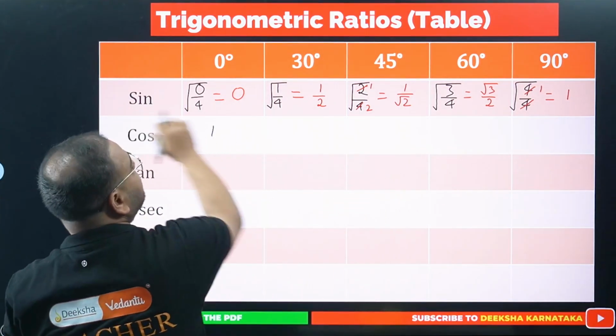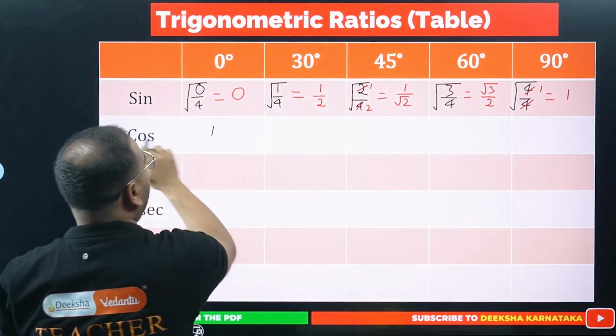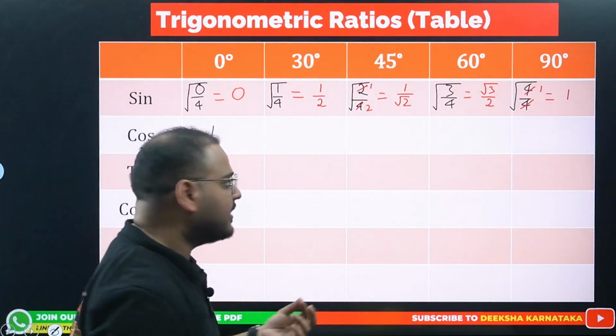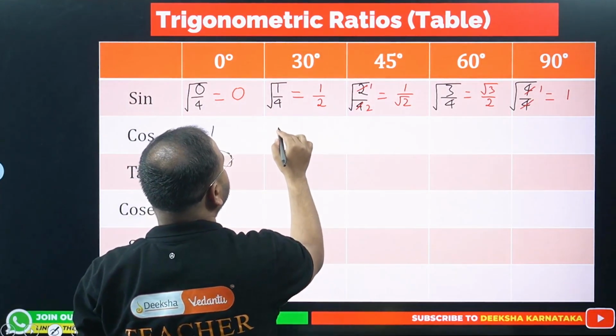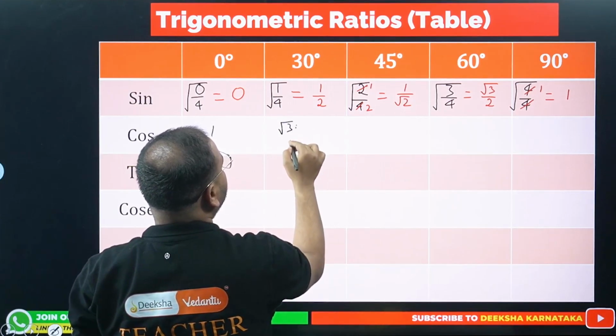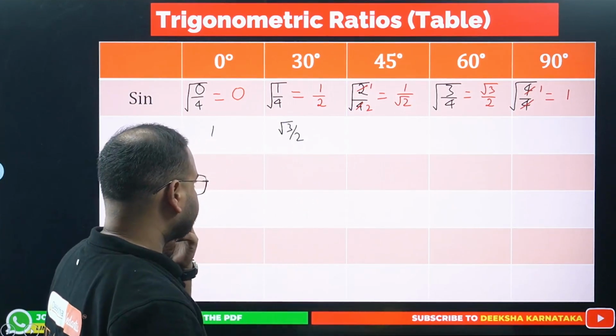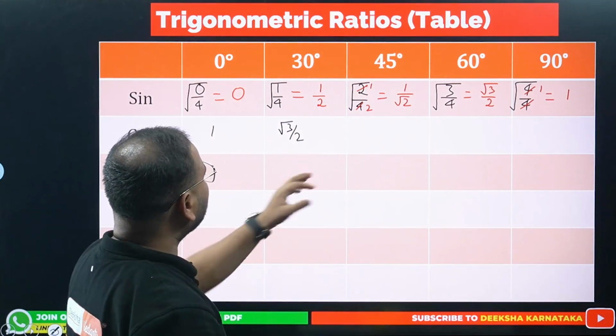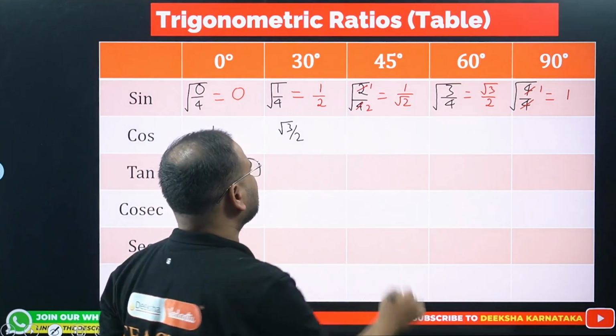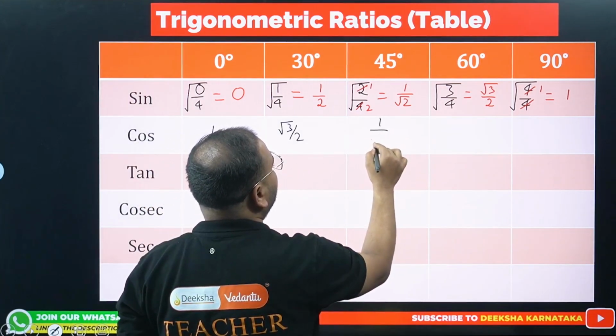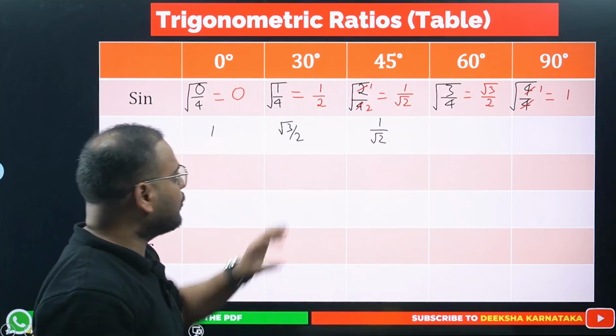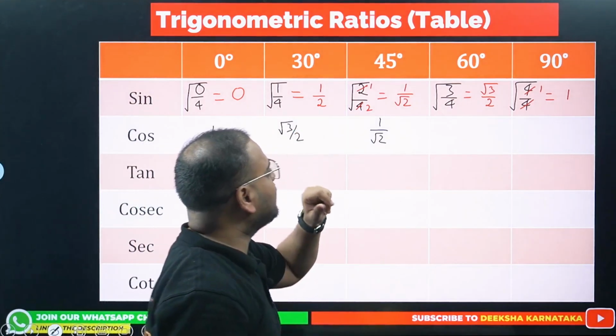From there, cos 30 will become sine 60. How, sir? Sine 60 and cos 30, 30 plus 60 is 90 degrees, so this is root 3 by 2. What about 45? 45 plus 45 is 90, so it will remain the same. Sine 45 and cos 45 will be 1 by root 2, because 45 plus 45 is 90, complementary angles.